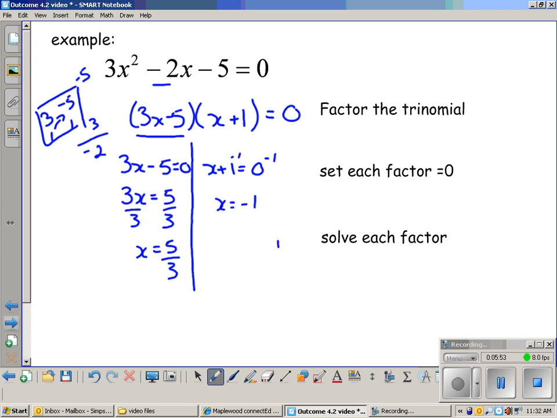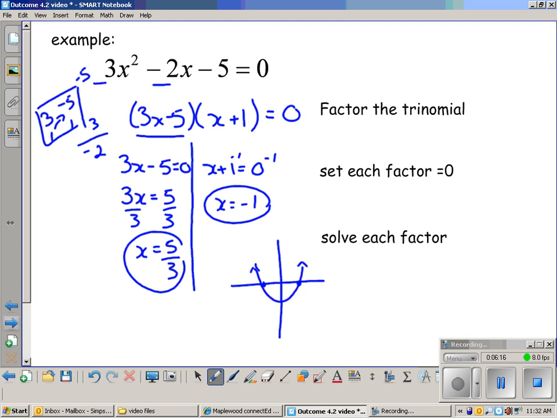This means that if I was to graph this quadratic function, my a value is positive, so I know that it opens up, that it would cross the x-axis at these two values. So it would cross over here at negative 1, and on this side at 5 1/3. So my solutions are x equals negative 1 and x equals 5 over 3.